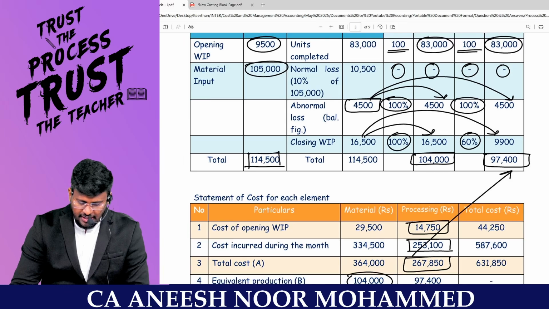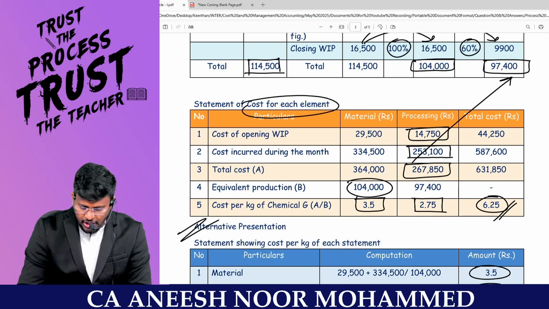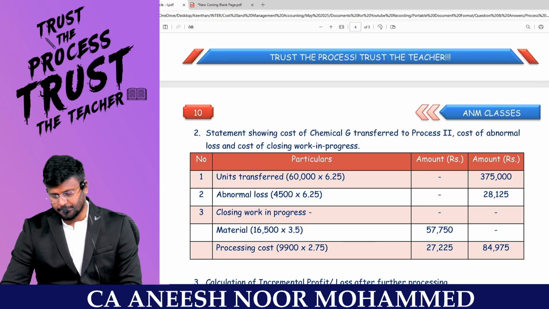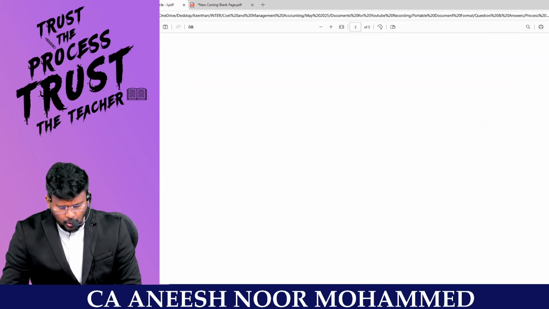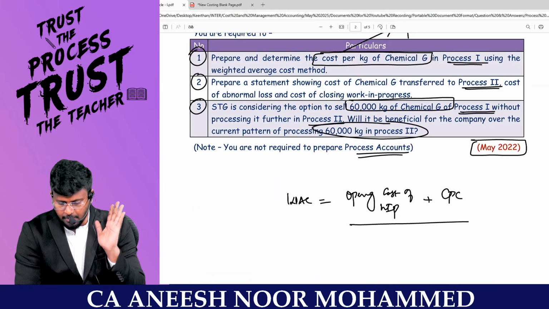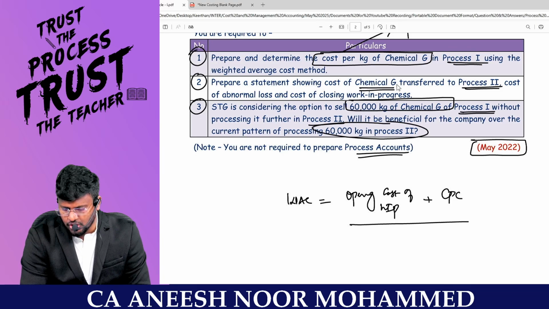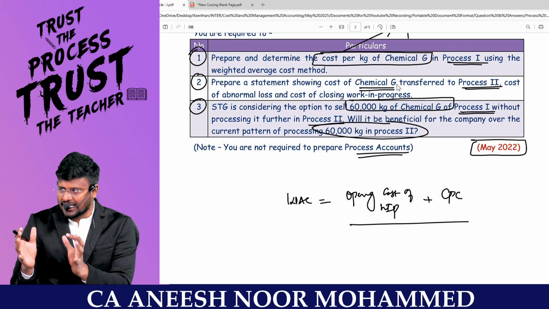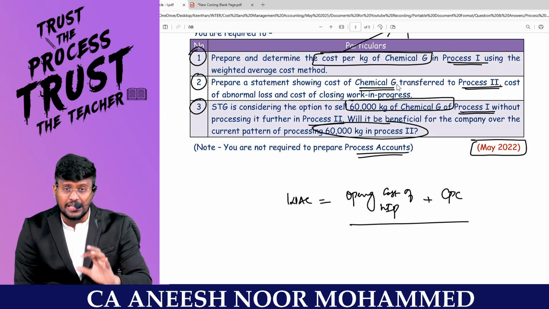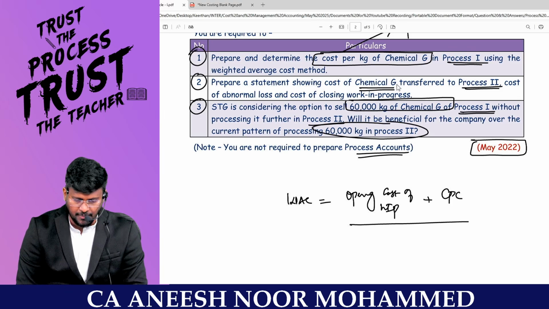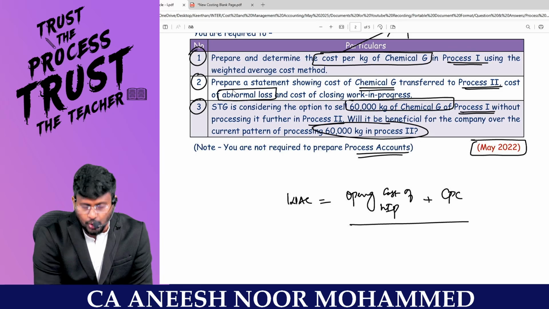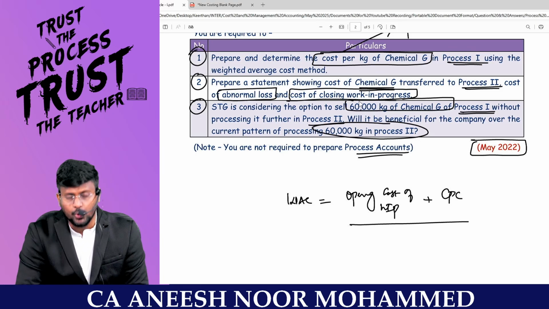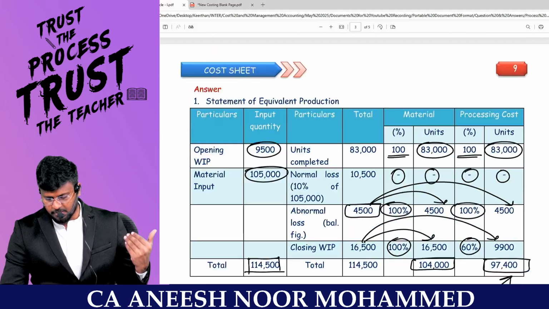So I have done the equivalent statement of cost for each element. Now, sir, this is the cost per kg. Fantastic. What is part number 2 of the question? Prepare a statement showing cost of chemical G transferred to process 2. So they have manufactured some X amount of kg. Out of that, 60,000 kg has been transferred to the next process. Cost of abnormal loss, yes, 4,500 kg are abnormal loss. And cost of closing WIP, yes, closing WIP has not been completed in all aspects, my dear lovable students.